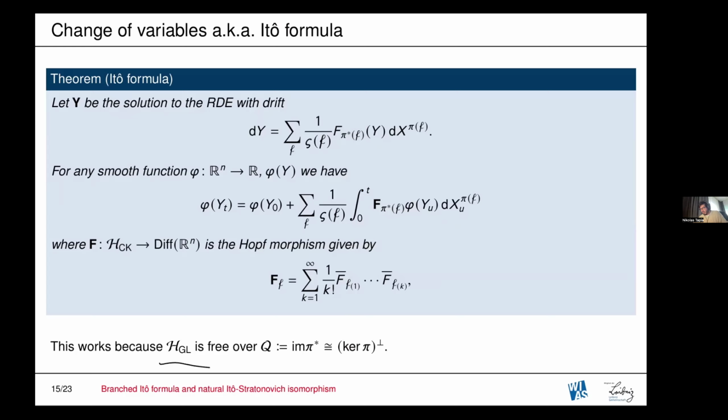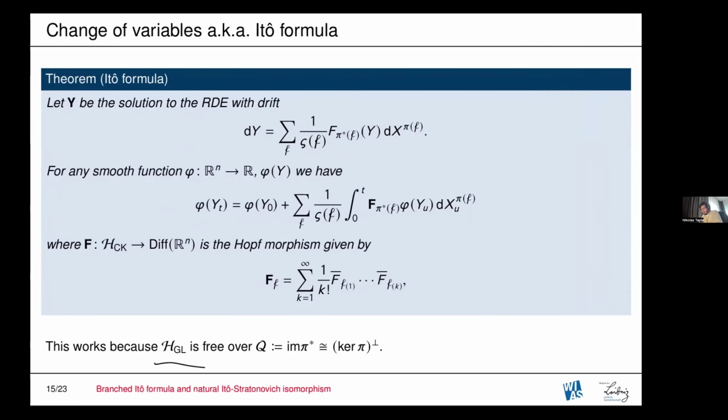Yeah, and this works because the Grossman-Larson Hopf algebra is free over the image of the adjoint of the projection. So we have a free generating set as an algebra, so we can define F over this set and then extend in an appropriate way to get this. So there is a bit of work we need to do to get the actual workable form of the map, but again, it can be done.